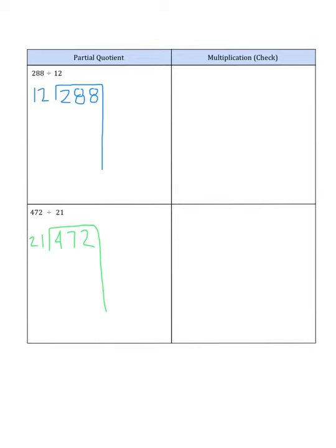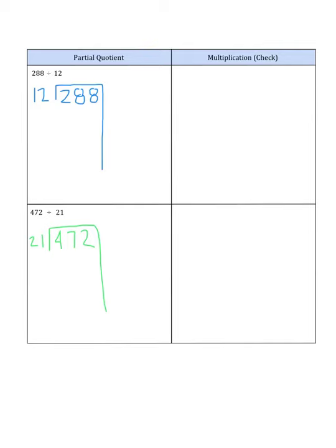So remember when you're dividing, 288 is the dividend, 12 is the divisor, and our answer is the quotient. So again, 288 is the dividend, 12 is the divisor, and then the quotient is our answer.